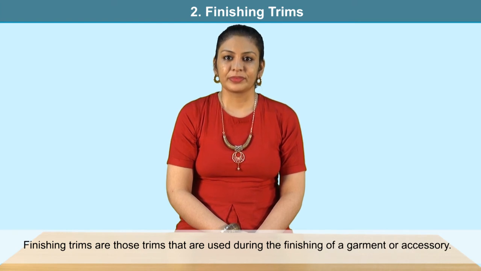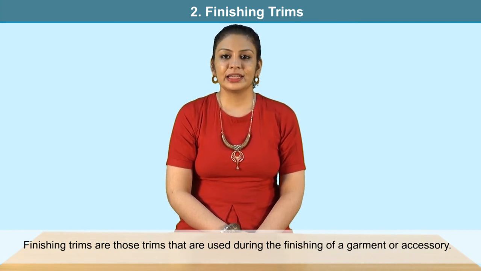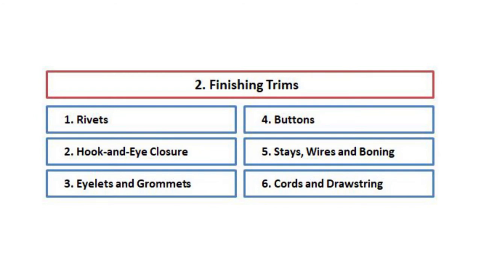Finishing trims. These are trims that are used during the finishing of a garment or an accessory. These include closure items like buttons and hooks, and structure providing items like boning and stays. Now let's make a list. Starting with buttons, hooks, eyelets, rivets, stays, bonings, stoppers, and drawstring.